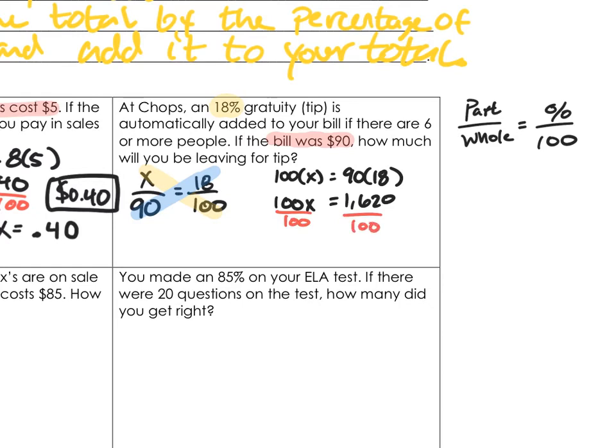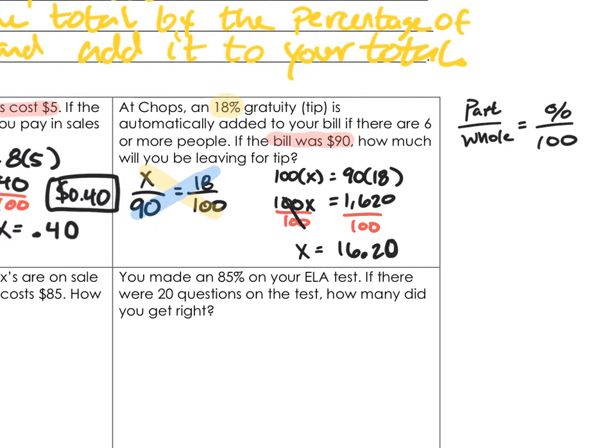Divide both sides by 100. And you should get out x is equal to 16.2. But how many decimal places do we want? 2, because we're working with money. Well, if it doesn't go any further, it's a 0.